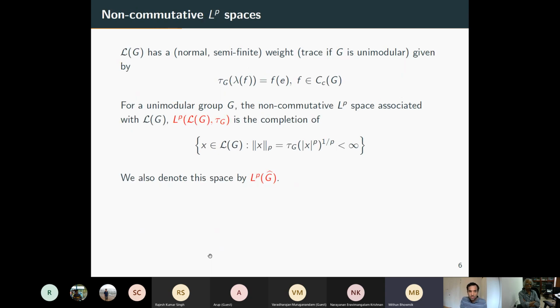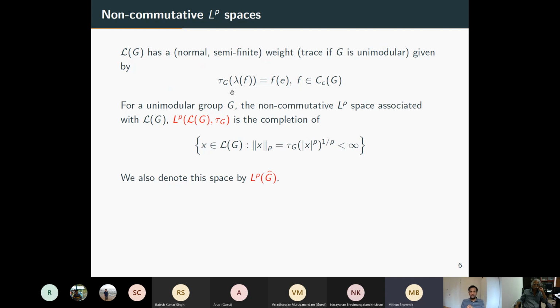And we can also define non-commutative Lp spaces associated with these, because the group von Neumann algebra has a weight. In particular, if the group is unimodular, this is in fact a trace, and it's defined by the condition that if you take an operator which looks like lambda of f, so it looks like the Fourier transform of f, then the trace of this should be the function's value at the identity.